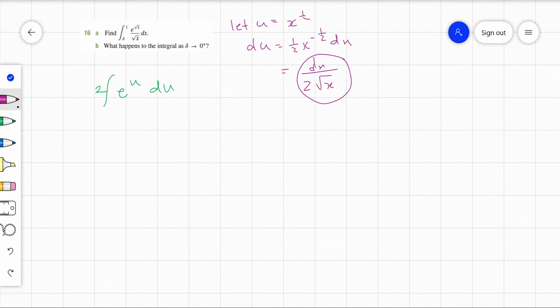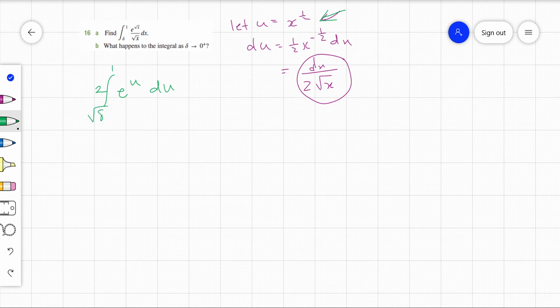So if we sub that in, they were the x limits, and now I want the u limits, so I need to sub them into here. So it's the square root of the original ones. So square root of 1 is 1 still, and the other is just the square root of delta.